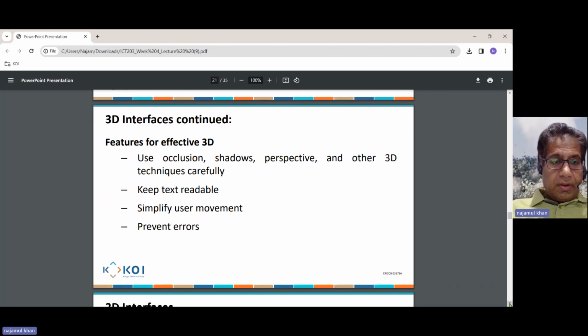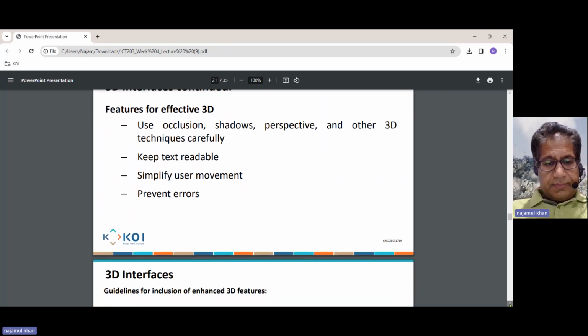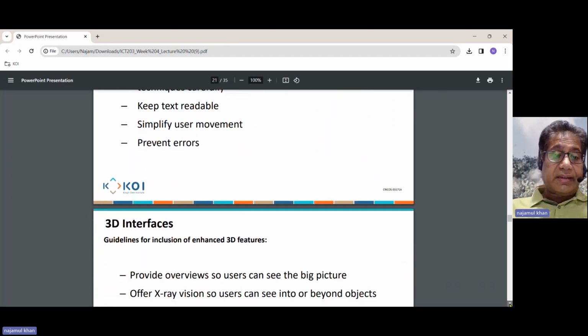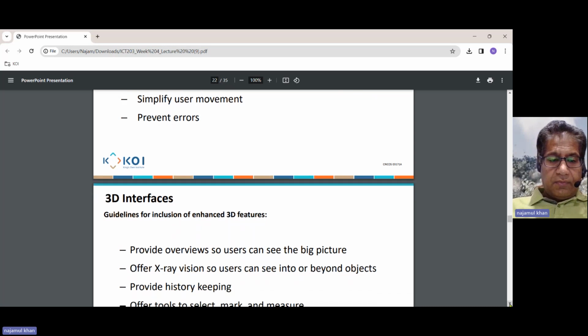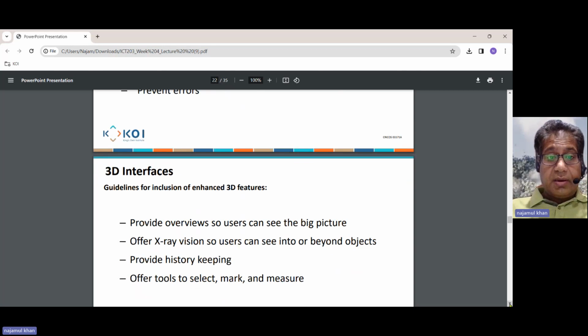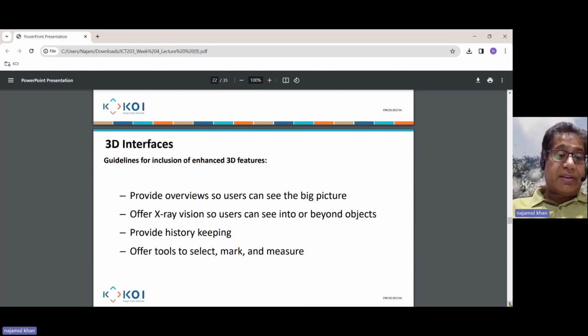Now, we're going to look at 3D interfaces. There are some guidelines for inclusion of enhanced 3D features, as you can see here. We are providing overviews so users can see the big picture, which is a really important feature. We're talking about X-ray vision, so users can see into or beyond objects, which is another feature. We keep the history as well. And they offer different tools to mark and measure. I mean, a lot of things are happening.